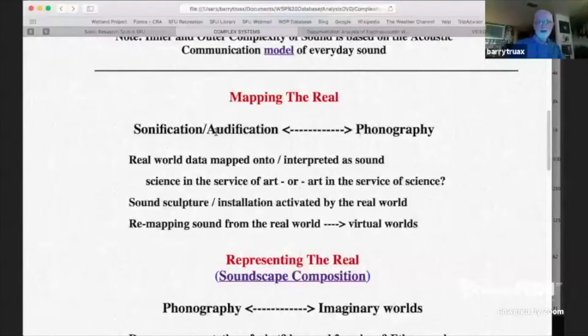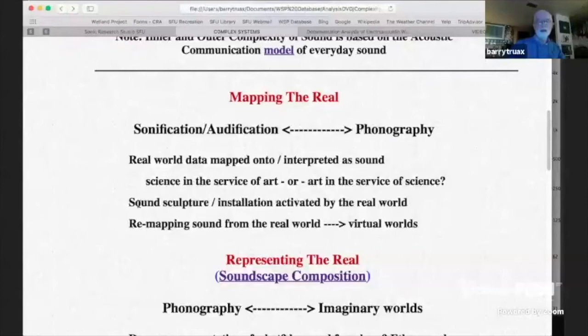To the left of that, I'm arbitrarily putting sonification or audification as a mapping, data mapping. And that can be either mapped onto sound, sonification, or more restrictively interpreted as sound, audification. I'm not going to be talking about that, but I do want to put a tribute out there to those sound artists who are using that, for instance, to map climate change data, for instance, or any other social issue.